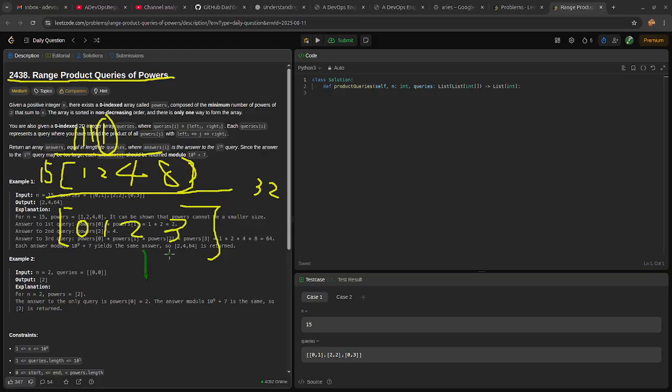In this case, 2 plus 3 equals 5. 2 to the power of 5 is 32. This is how we convert the multiplication into addition.